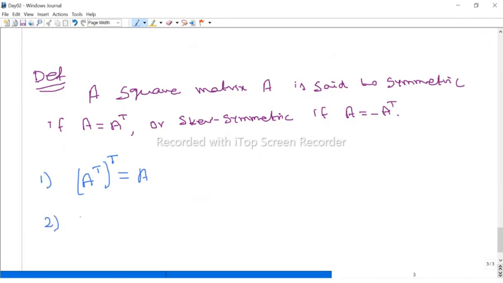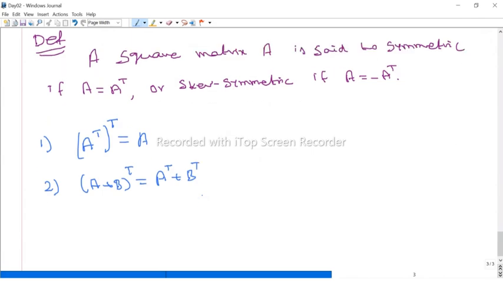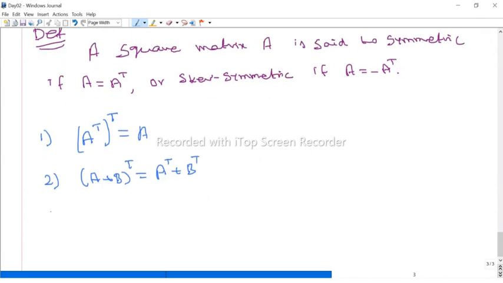Suppose you are adding two matrices A plus B and then taking the transpose. It is the same as finding the transpose of each individual matrix and then summing; both are equal. A plus B whole transpose equals A transpose plus B transpose. And then the third property: suppose we have some scalar k times A, that means you multiply each entry of A by k, and you take the transpose. It is the same as multiplying the scalar into A transpose, that is k times A transpose. This is another property of transpose.